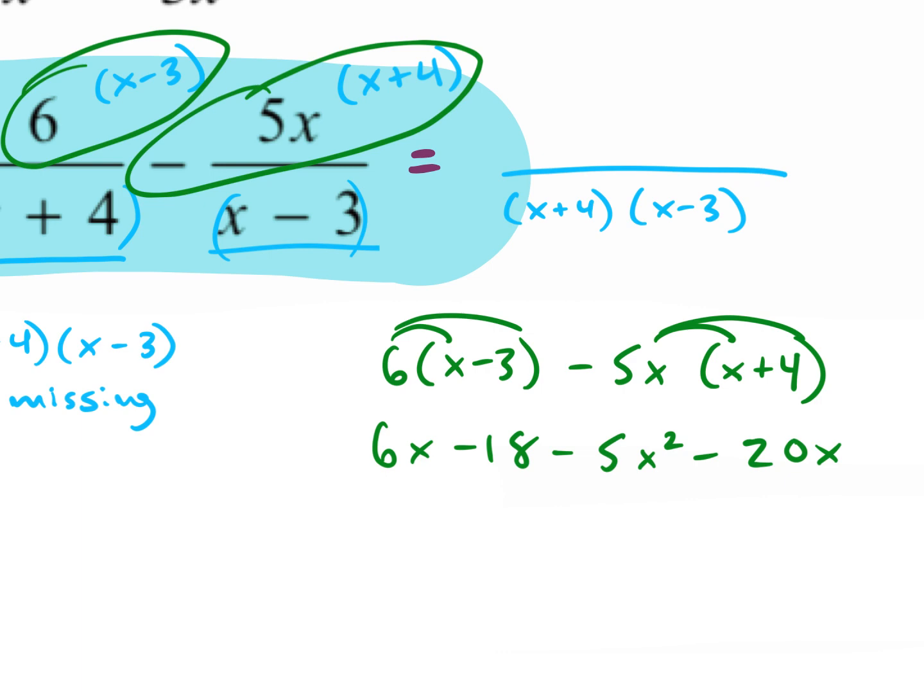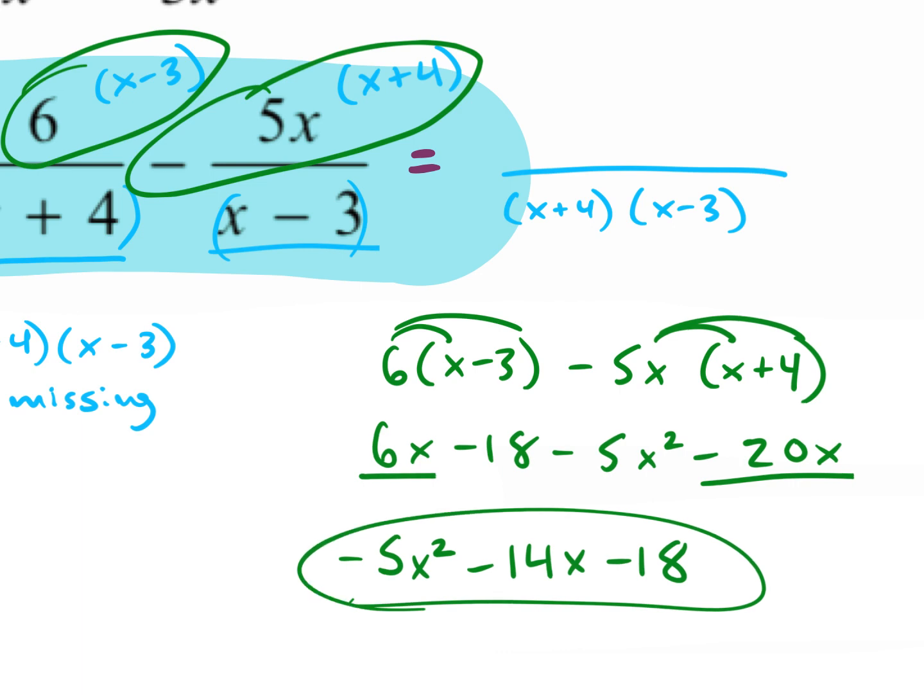Now let's combine our like terms and put it in standard form. What's going to go first? Negative 5x squared. Then we have 6x minus 20x, which would be what? Negative 14x. And then lastly, negative 18. So this is our numerator. We're just going to write this on top here. We have negative 5x squared minus 14x minus 18.